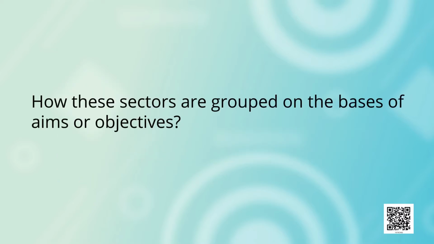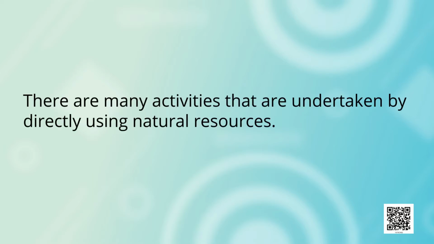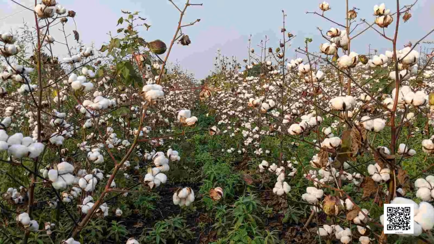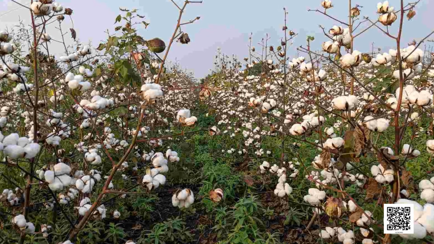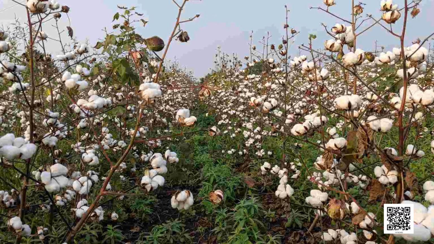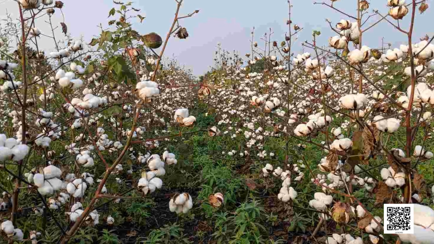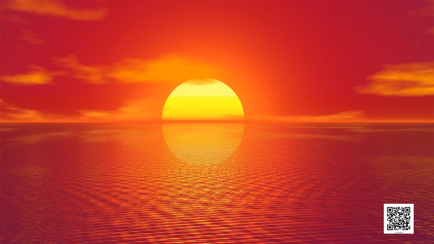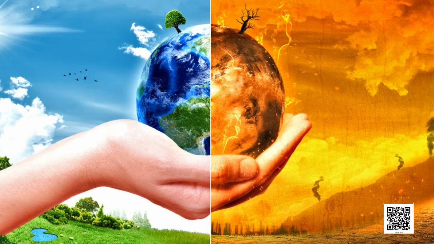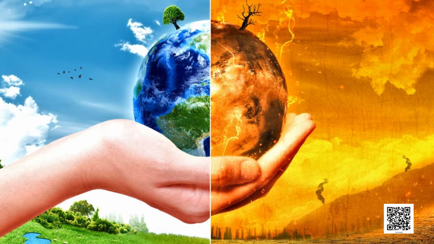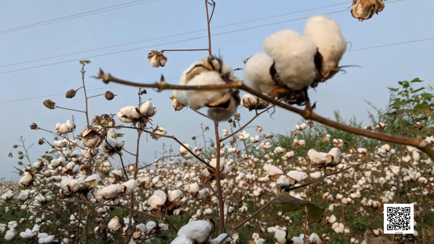Let us try to know how these sectors are grouped on the basis of aims or objectives. There are many activities that are undertaken directly by using natural resources. For example, the cultivation of cotton. It is a seasonal crop. For the growth of the cotton plant, we depend mainly, but not entirely, on natural factors like rainfall, sunshine, and climate. The product of this activity, cotton, is a natural product.